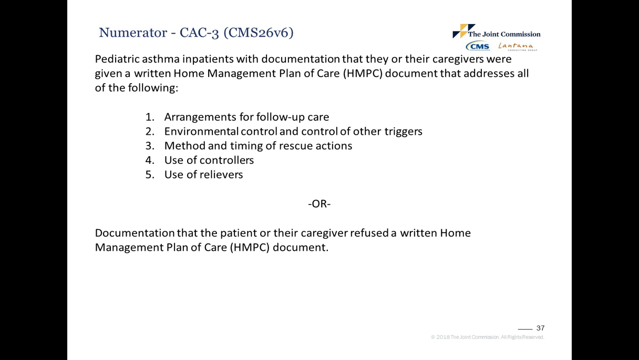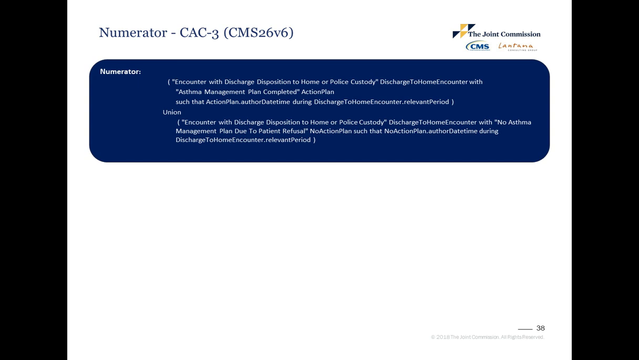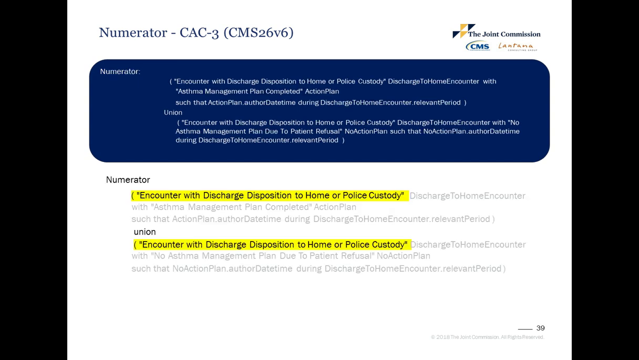The home management plan of care document must be present in the form of an explicit and separate document specific to the patient rather than components or segments of the plan spread across discharge instruction sheets, discharge orders, education sheets, or other instruction sheets. Here is the eCQM logic for our numerator statement. You see 2 clauses joined together with a union statement. Remember that union is a CQL operator used to combine 2 or more lists of patients together.